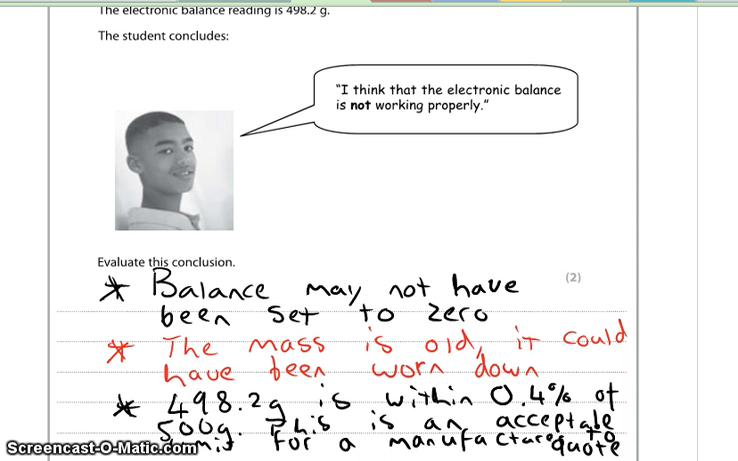Probably the most likely thing though is that the two values are close, and the 498.2 grams is within about, well, less than 0.5% of the value it states, 500 grams, and that to me seems to be a pretty acceptable limit for a manufacturer to quote. You know, whenever you see measurements quoted, they're never going to be exact. There's always going to be some kind of uncertainty in it, and that seems a reasonable uncertainty.